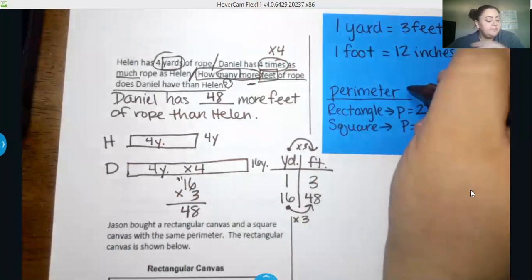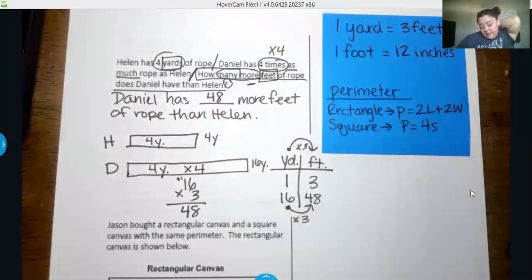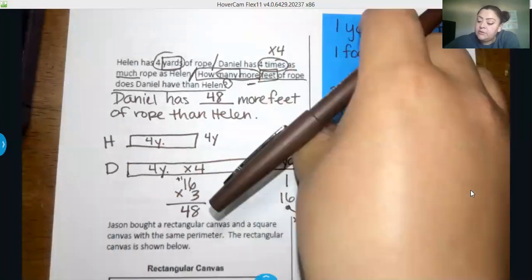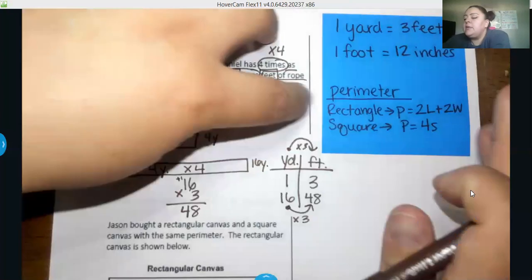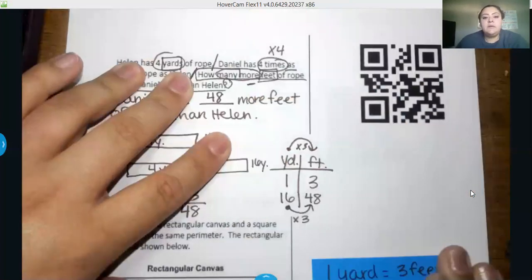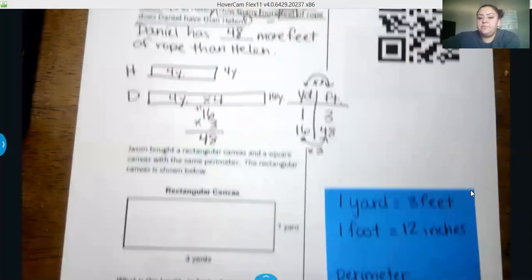Now, we also have these wonderful QR codes if you want to check your stuff as we go down. Okay, so we're going to move on to the next one.